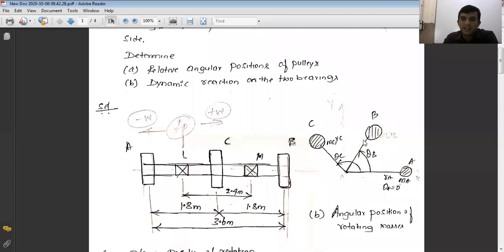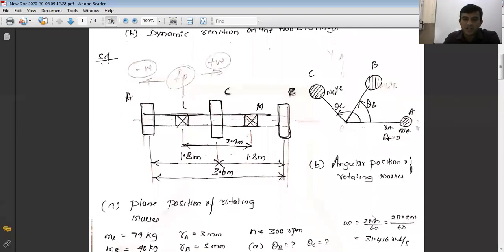With respect to mass A, we locate theta B, MB and MC. With respect to the horizontal x-axis, these are theta B and theta C. This is roughly drawn here, not the actual values of theta B and theta C. Once you draw a force polygon and a couple polygon, you will get the values of theta B and theta C. This is the angular position of the rotating masses, right?